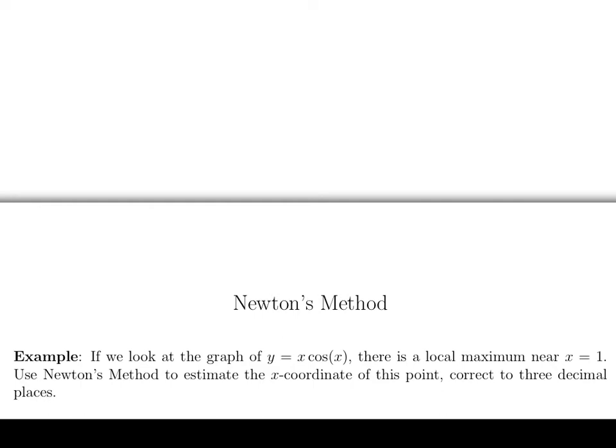Hello, calculus fans. Okay, so if you were to take the graph of y equals cosine x and graph it, there's going to be a local maximum near x equals 1. Now you may want to take your calculator and go ahead and see this. You don't have to zoom in real far. It's going to be near x equals 1, but it's not going to be exactly at x equals 1.